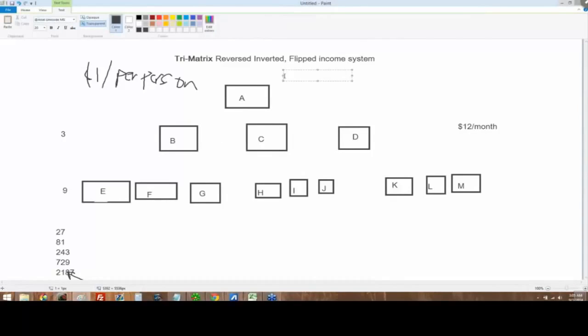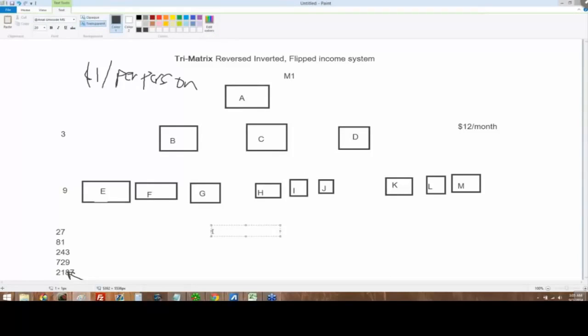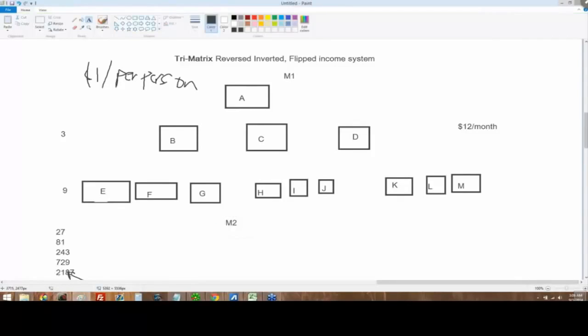At the same time that this matrix exists, we call this M1, there's a second matrix that exists, called M2. And M2 is an exact opposite. It's a flipped or an inverted system compared to M1. So the guys at the bottom in these 2,187 people, we actually begin with them. So in the next matrix, M is going to be at the top, and then A is going to be at the bottom. That makes sure that actually these people who are at the top, at the bottom, are going to be making some money as well.